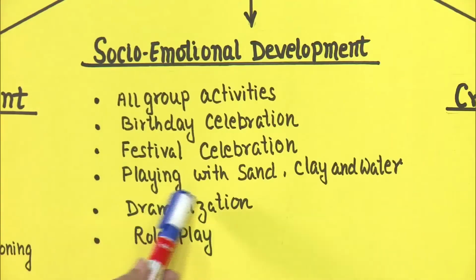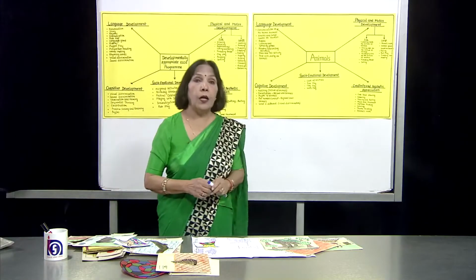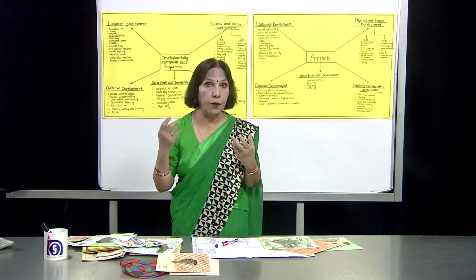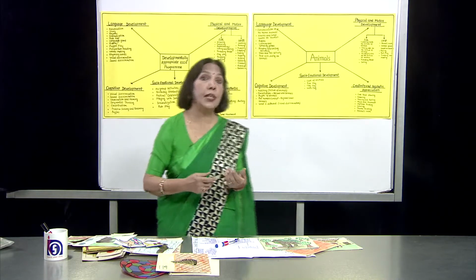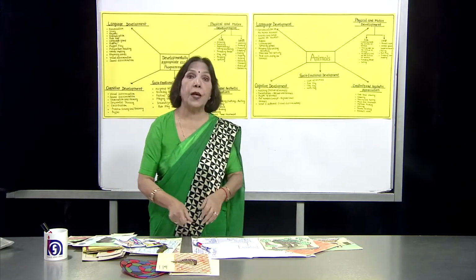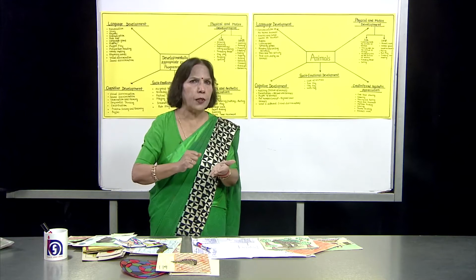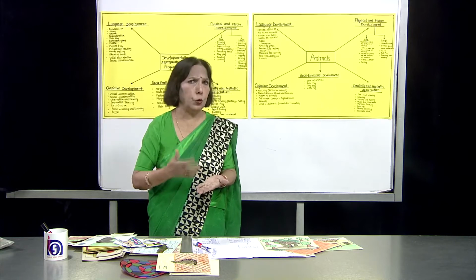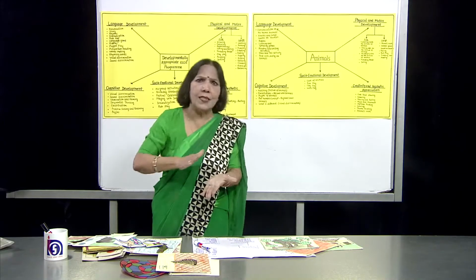Okay? Now, playing with sand, clay and water. All of us have 2 types of emotions, one is negative emotions and the second is positive emotions. When you give them sand, clay and water, these are very good activities for emotional development, because you ask them to make something with clay. What do children do? They just do like this and like this with clay.